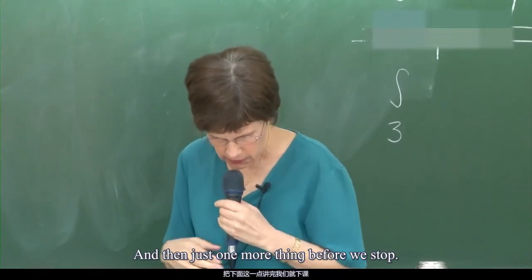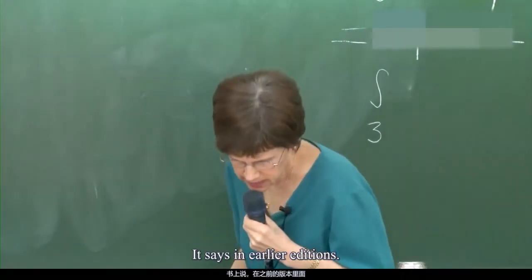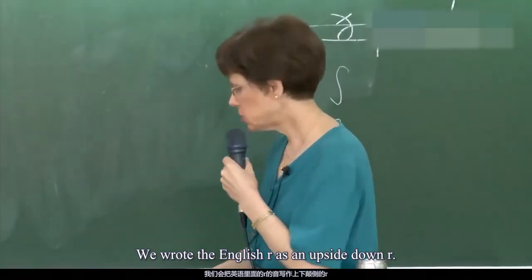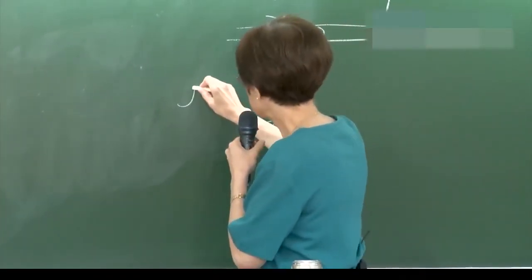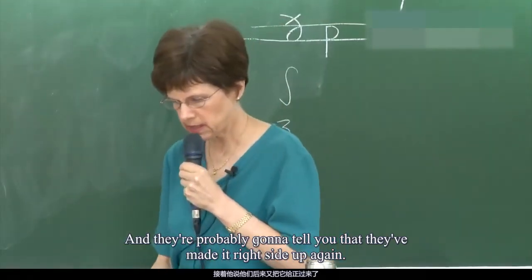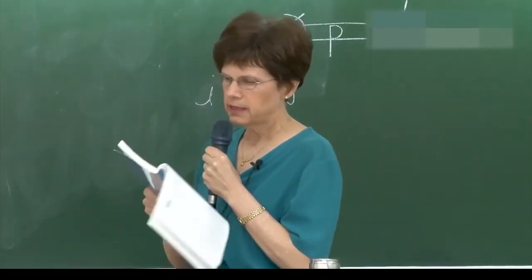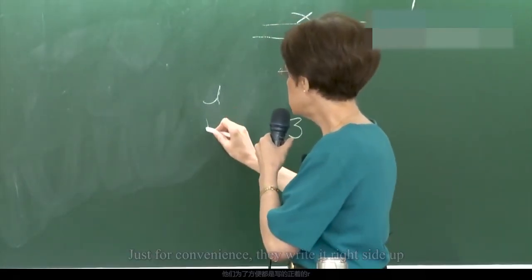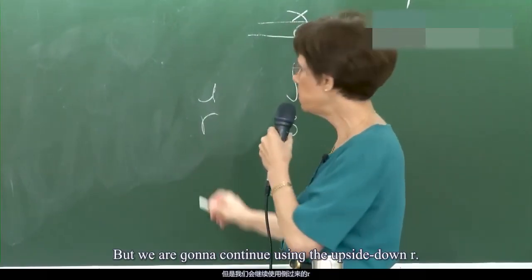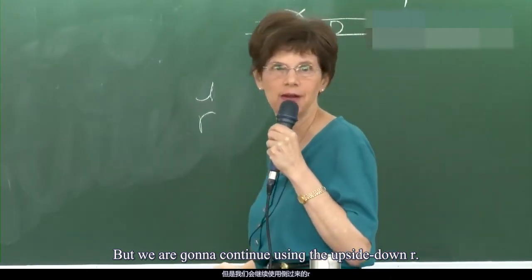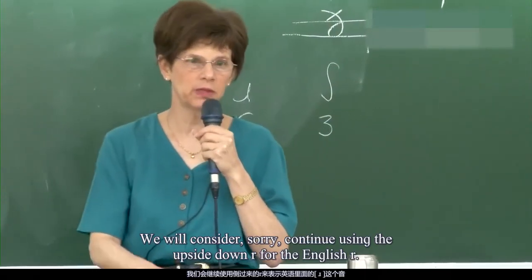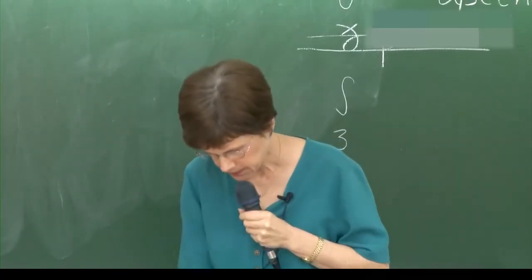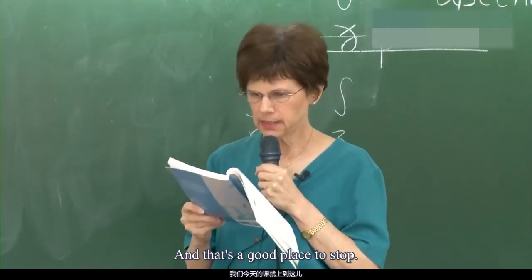And then just one more thing before we stop. It says in earlier editions, we wrote the English R as an upside down R. And they're probably going to tell you that they've made it right side up again. They do it because in a lot of British dictionaries, like John Wells' dictionary, just for convenience, they write it right side up, but we are going to continue using the upside down R. So put a little note in your book. We will continue using the upside down R for the English R. And that's a good place to stop.